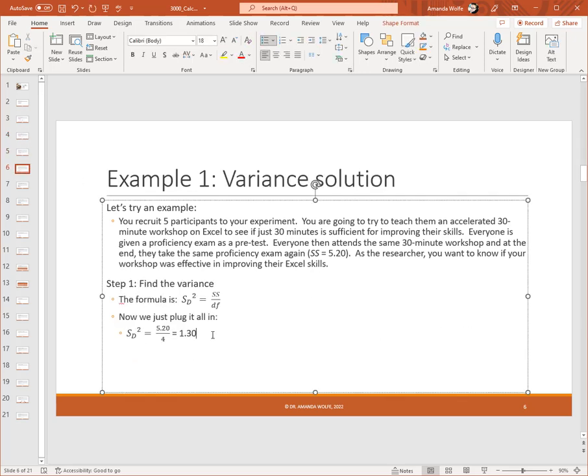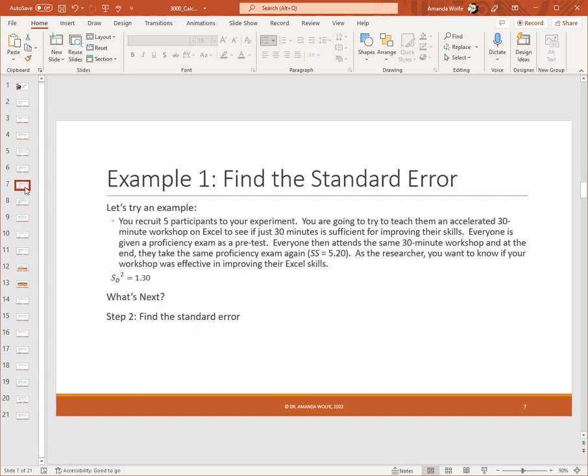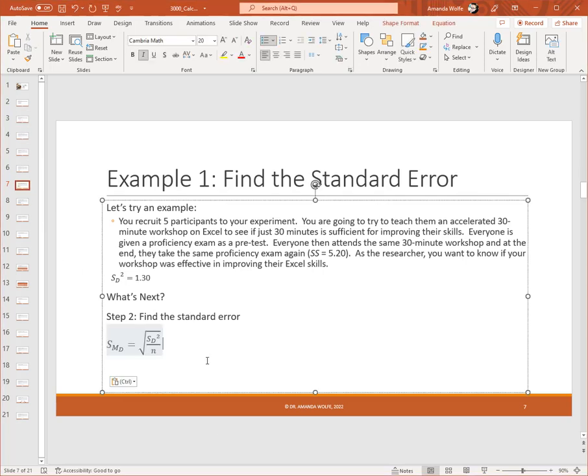Did you get the right answer? It's 1.30. Let's go to step 2, finding the standard error. Okay, so let's grab our formula from the previous slide. Here we go. Our standard error is the square root of the variance divided by n. So we can go ahead and plug in the variance because we found that in step 1. N is the number of people in the study, and there's 5. So we have everything we need to solve this problem.